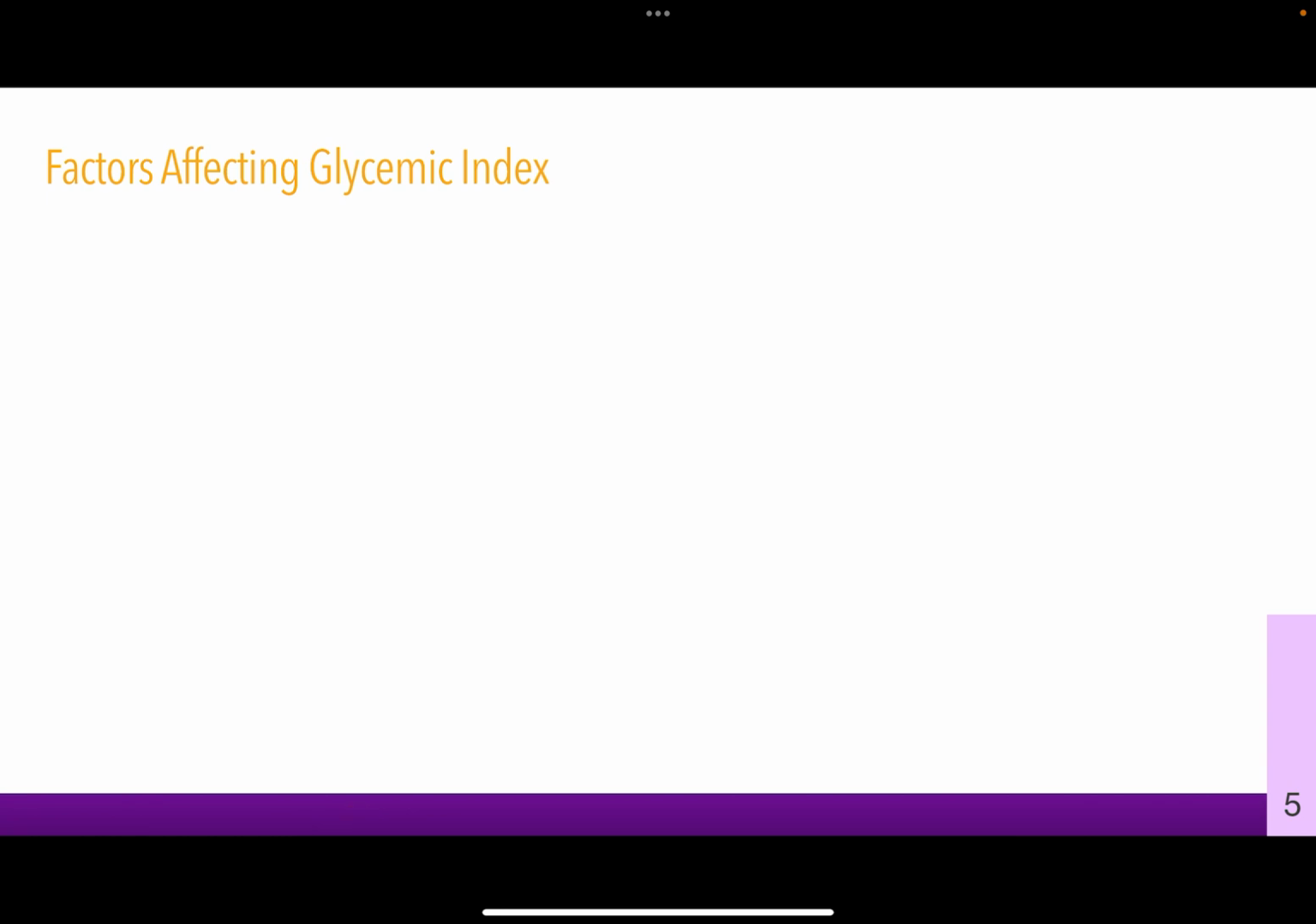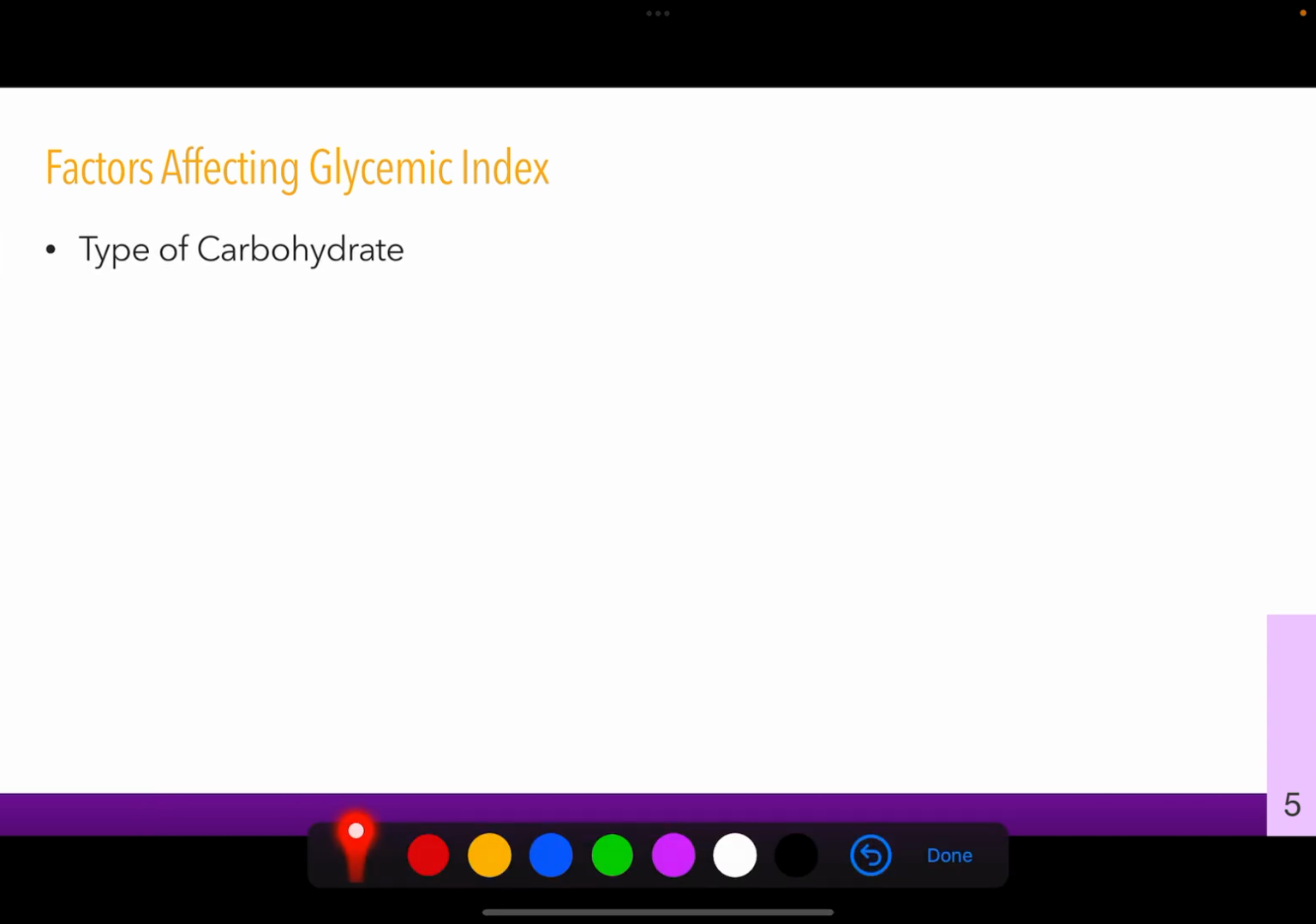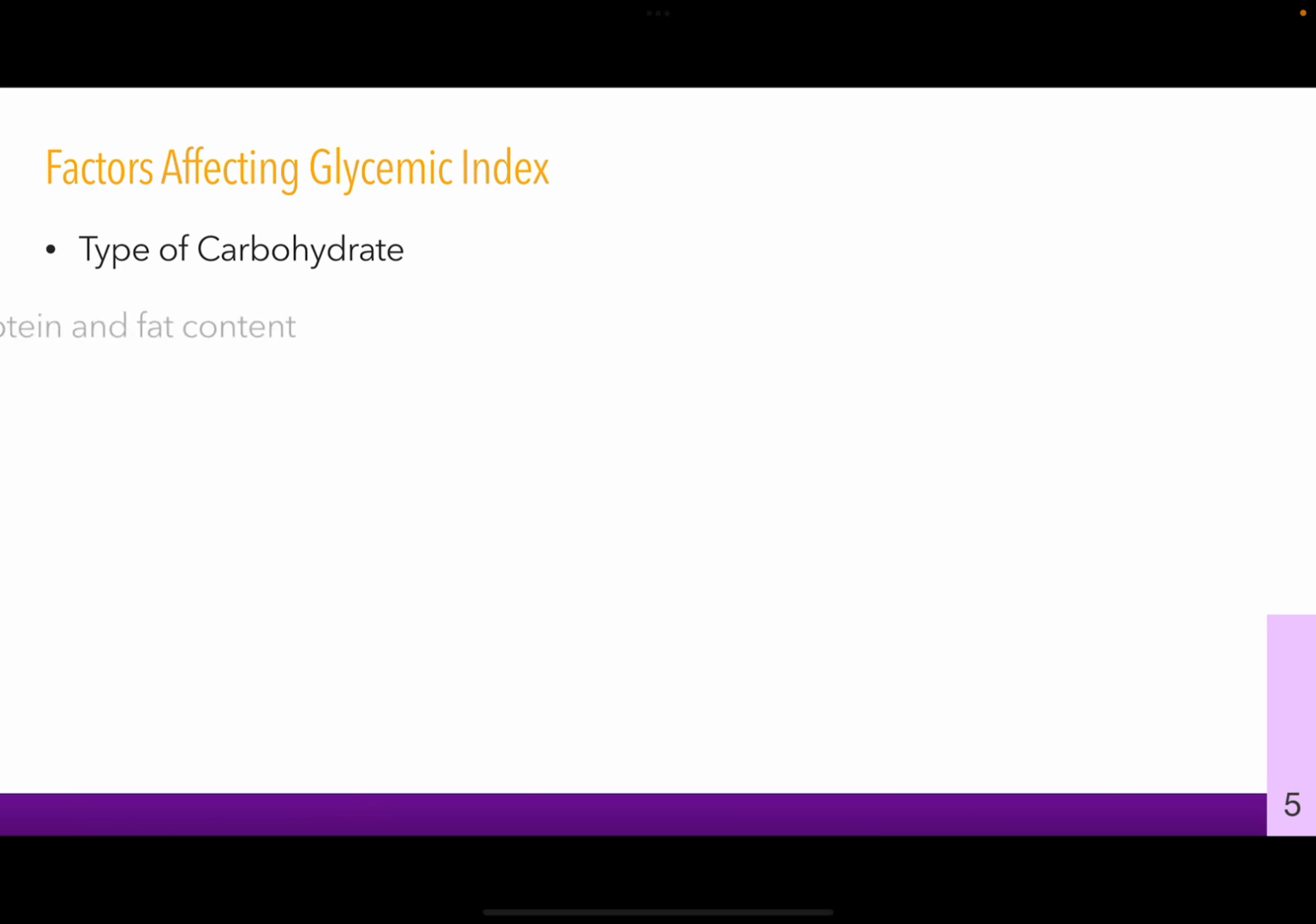Factors affecting glycemic index. What is the type of carbohydrate? If the carbohydrate is very easy to digest, it will raise the blood sugar very high and the glycemic index will be high. On the contrary, if it's a complex carbohydrate where the body needs to work a lot to digest it, it will raise the blood glucose very slowly and this will have a lower glycemic index.